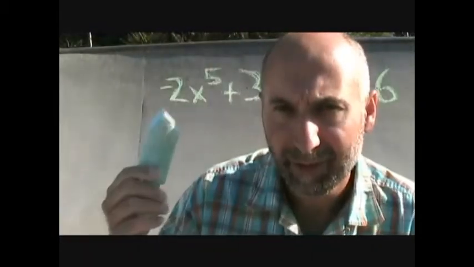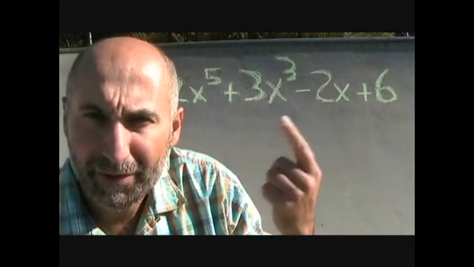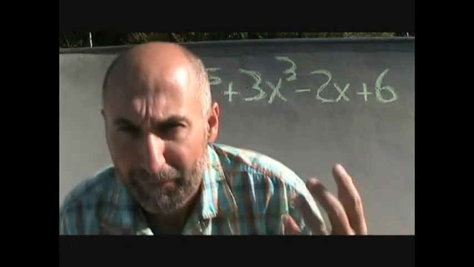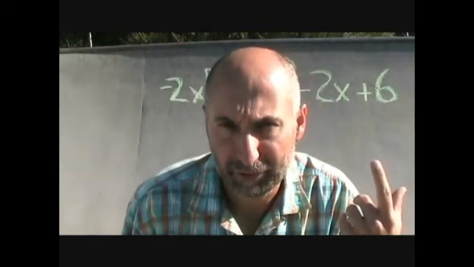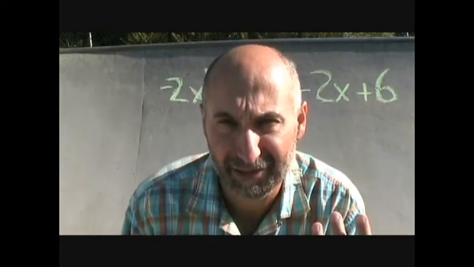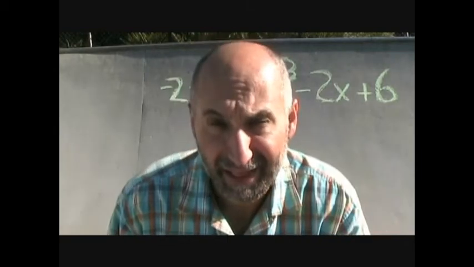So let's say we had a polynomial in the following form: negative 2x to the power of 5 plus 3x cubed minus 5x plus 6, okay? Now, if we're going to try to factor this polynomial, this isn't to the power of 2. We don't know any techniques to be able to factor this yet, right? The only thing we can use is synthetic division.